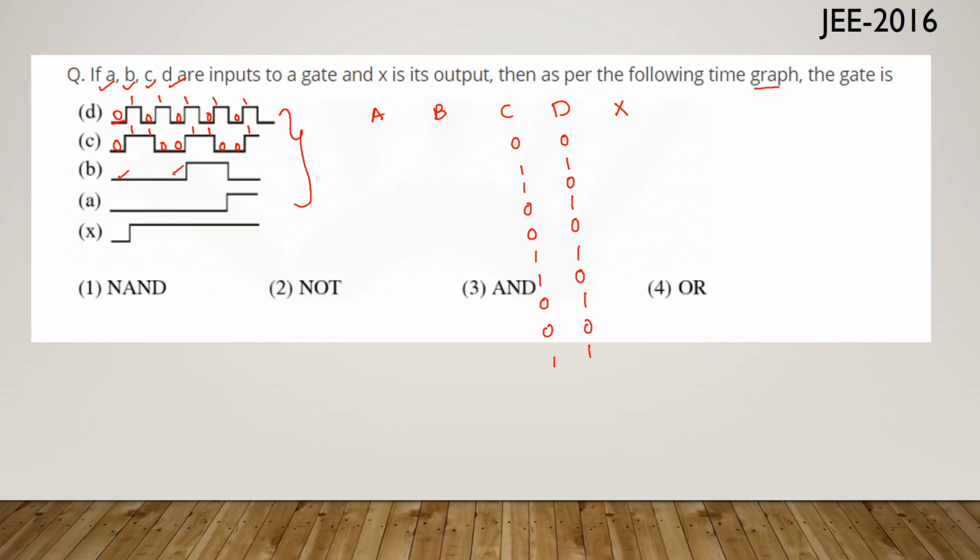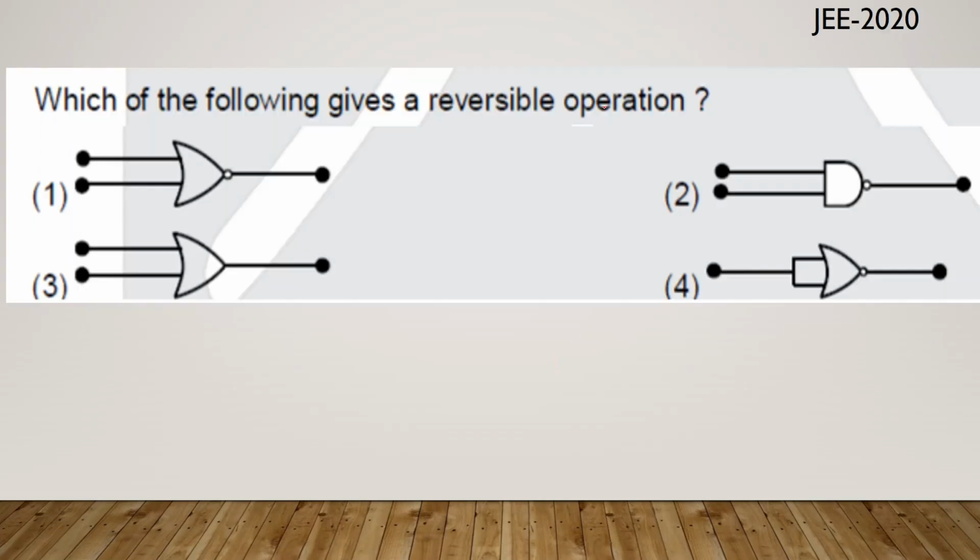Similarly, write down for B, write down for A, and write down for X, and determine. Just take only four inputs and determine which gate this is. Whether it is OR gate, AND gate, NOT gate, NOR gate, or NAND gate. I hope you will be doing this problem. Let us move on to the next problem.